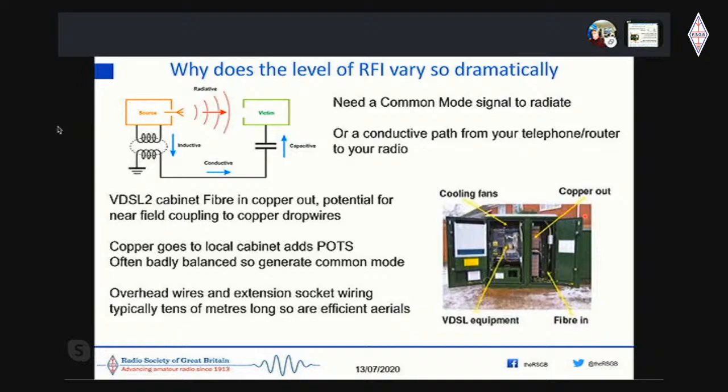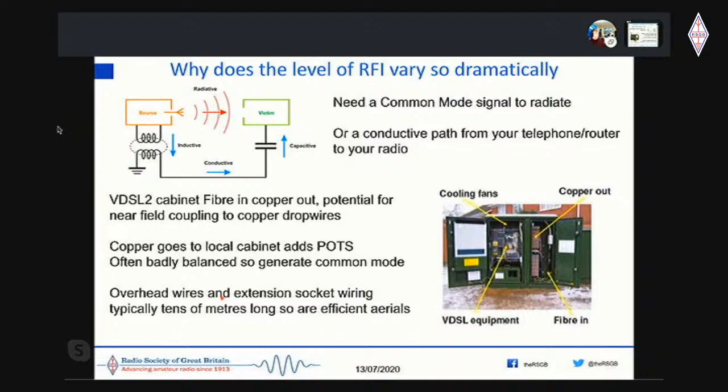So you can see here on this cabinet how the fiber and all of the copper for many, many wires are all shared together inside a box. They then go via normally underground cables to telephone poles and then overhead wires to the master socket in your house and extension wiring in your house, all of which is tens of meters long normally, will be very efficient aerials and they will radiate the signal.